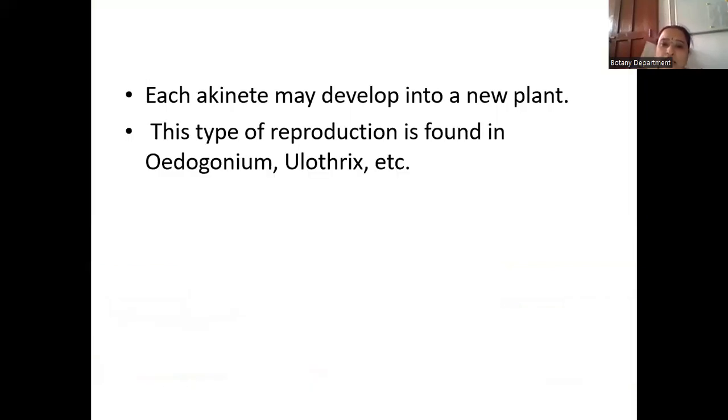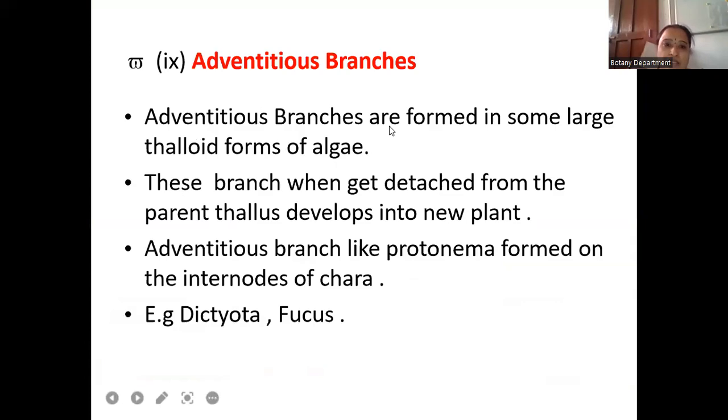Next, these akinetes may develop into a new plant. This type of reproduction is found in Oedogonium; you can observe it in this one. Oedogonium and Ulothrix both present akinetes. And the second one, adventitious types of branches. Adventitious type of branches, small and large, are called adventitious branches.